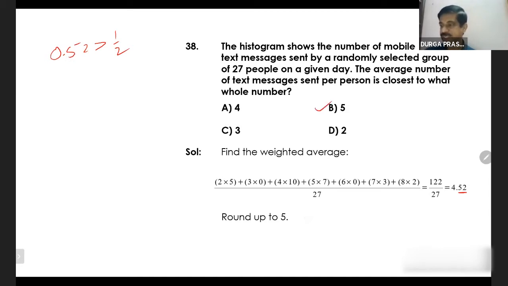So the option is B. If it is less than half, suppose something like 4.4, we would have rounded down to 4. Generally, that is the method we use in mathematics. So the options, whatever they give, will be accordingly. So this is option B. Please note it fast.